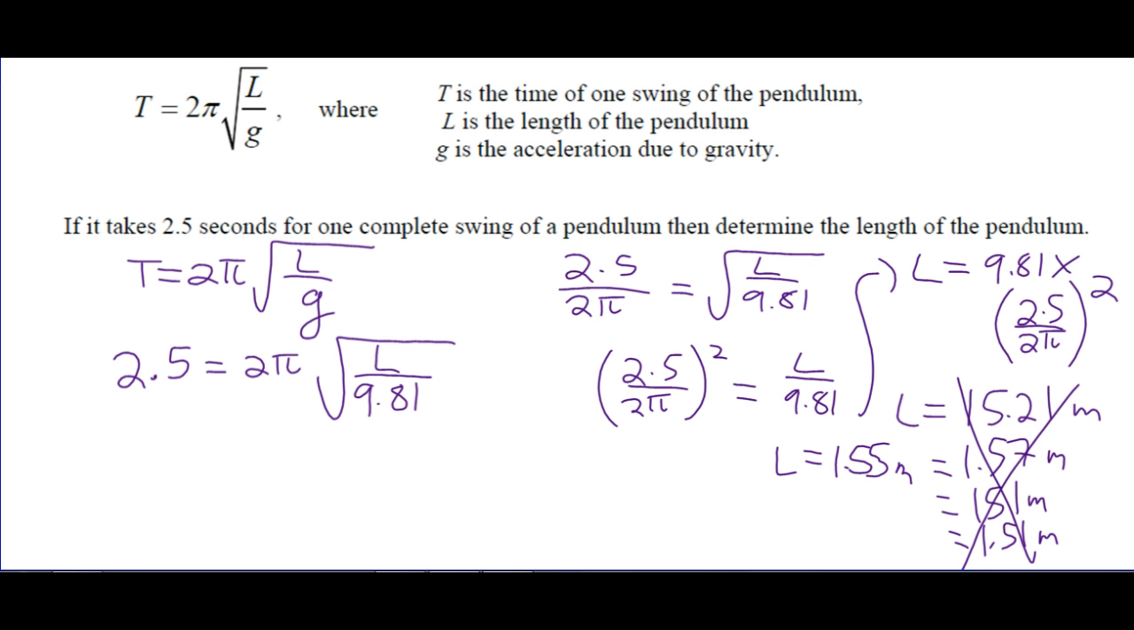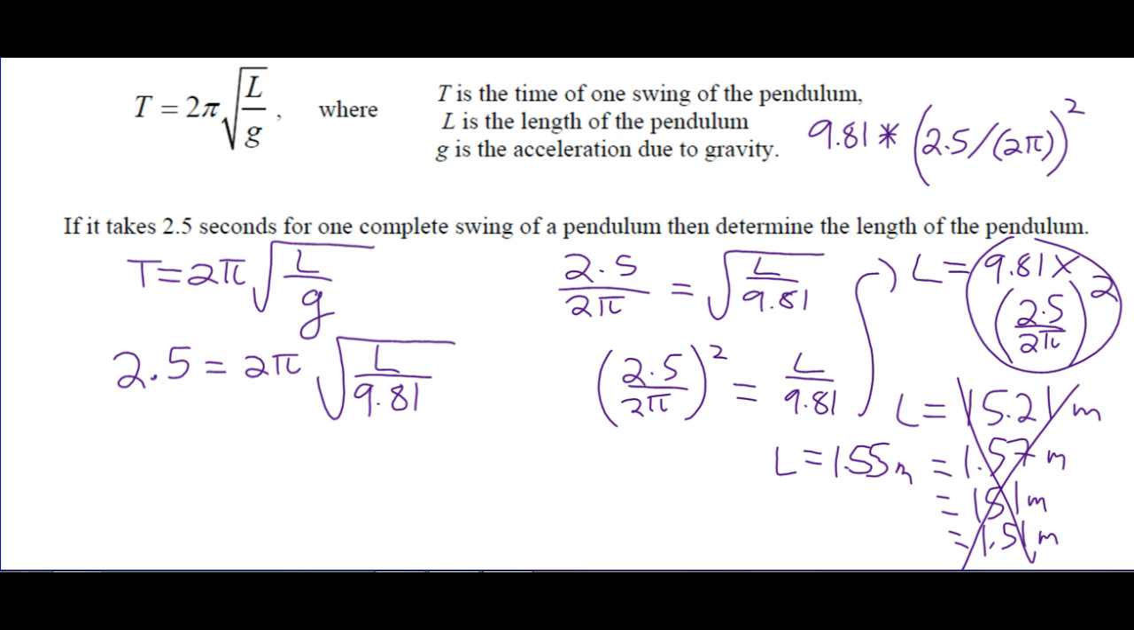So here's how you're going to enter it in your calculator. This is what we want to do. I'm going to go 9.81 times bracket 2.5 divided by bracket 2 pi bracket, squared. Now you'll get 1.55. Otherwise you won't.